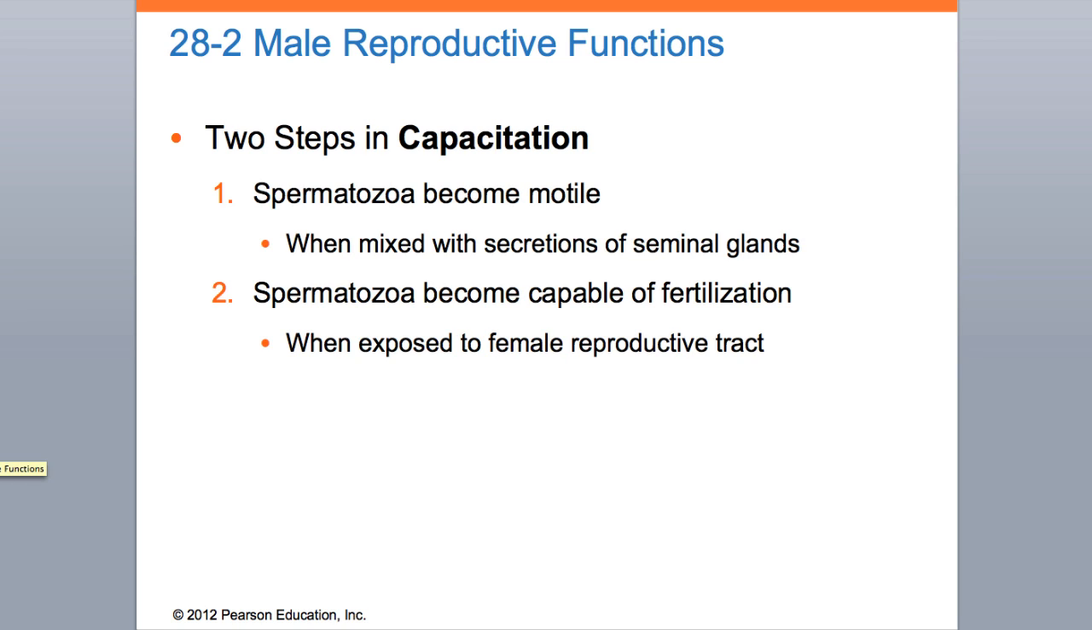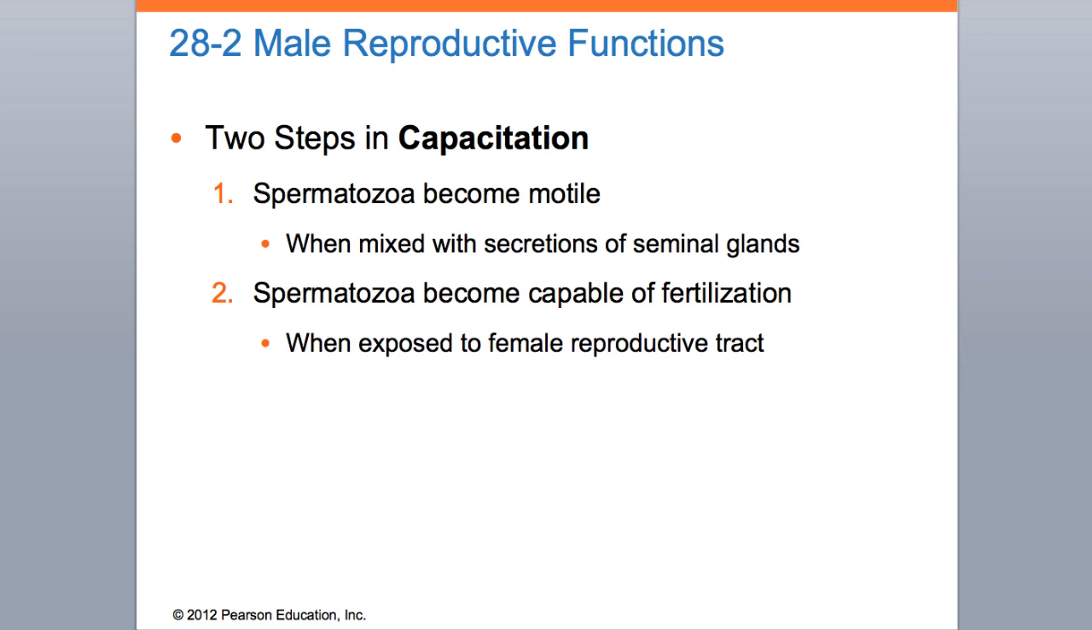Let me read you this line from the book. To become motile and functional, spermatozoa must undergo a process called capacitation. Capacitation normally occurs in 2 steps. One, spermatozoa become motile when they are mixed with secretions of the seminal gland, and 2, they become capable of successful fertilization when exposed to conditions in the female reproductive tract.